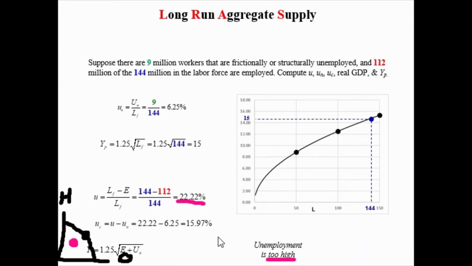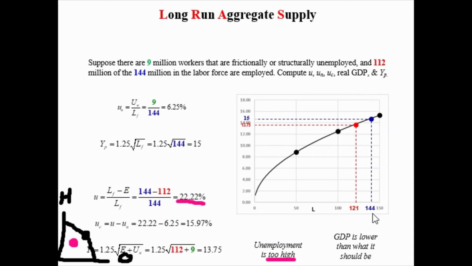Now to calculate GDP, we use the short production function, but we use the number of effective laborers. And here, the number of employed is 112. You add that to the 9 million who are frictionally or structurally unemployed, and you get 121 million. The square root of 121 million is 11, and 11 times 1.25 is 13.75. So notice that GDP is lower.